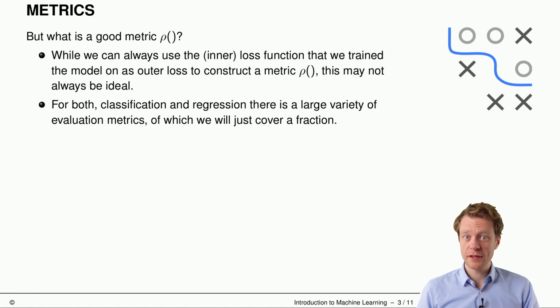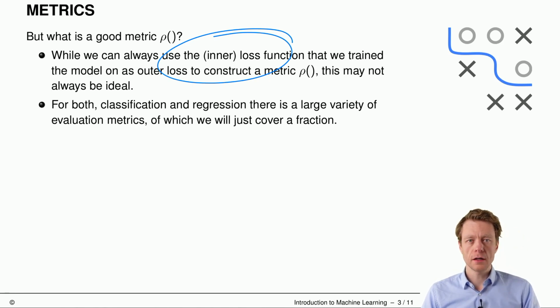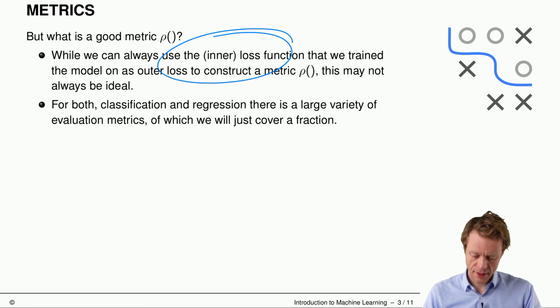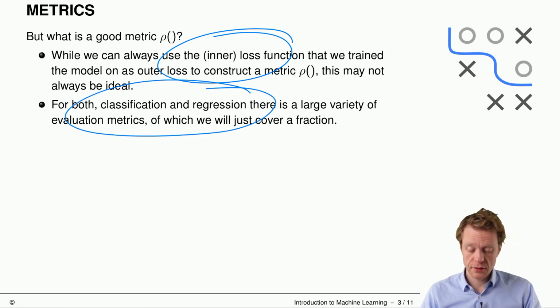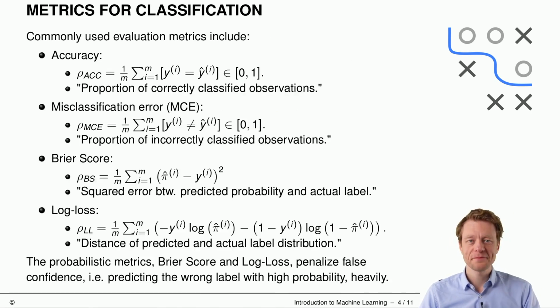So what is a good metric to compare predictions of a model and true target or true labels? We could use the inner loss function. That's always possible, and you can do this. Nevertheless, there can be perhaps cases where this is not ideal and where we can construct other metrics other than the loss function, which have perhaps better characteristics, depending on what we want to do. So for both classification and regression, there is a large variety of evaluation metrics, of which we will just cover a fraction, and of course just a fraction of this fraction in this nutshell chunk here. So let's start with classification.